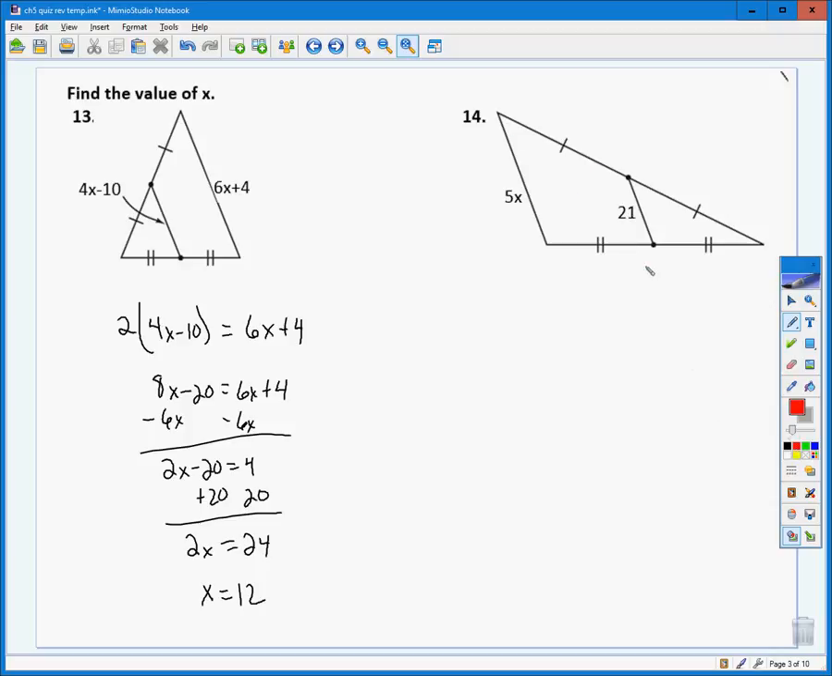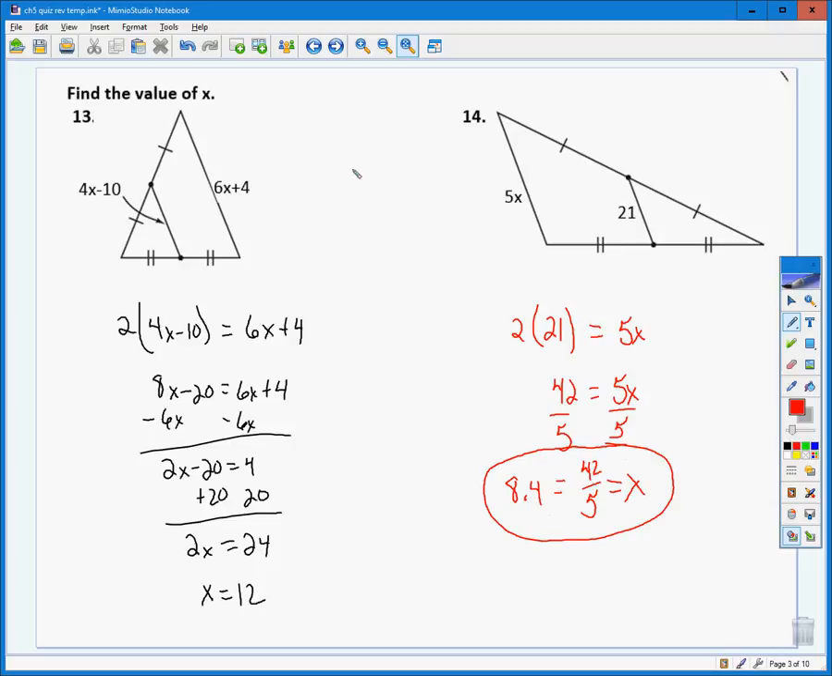Likewise, I end up with the same thing in number 14, where this 21 is a mid-segment, so I can take the mid-segment and multiply it by 2, and it is equal to that third side. This would be 42 is equal to 5x, and I would divide both sides by 5. When I take 42 and divide it by 5, I could leave it as a fraction, or I could change that into a decimal, which would be 8.4. Certainly either of these would be acceptable.